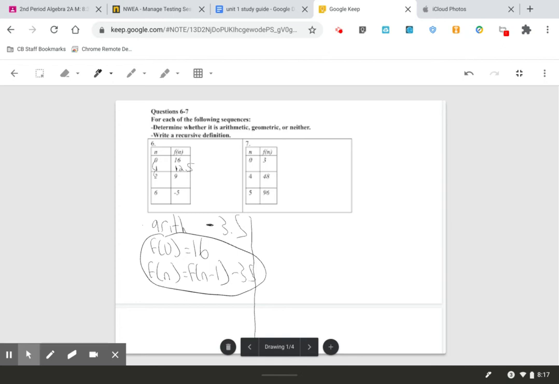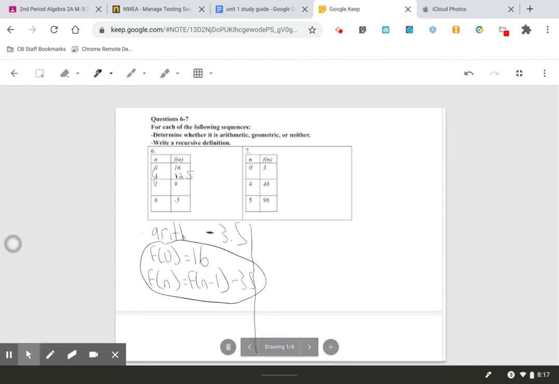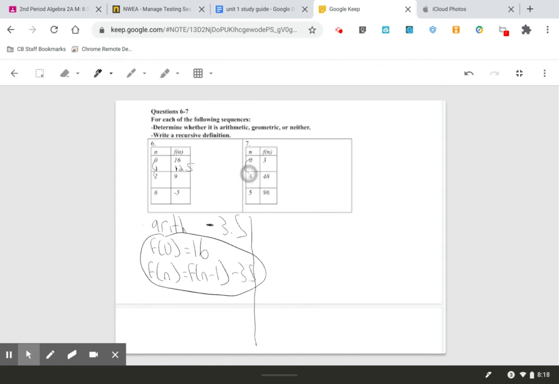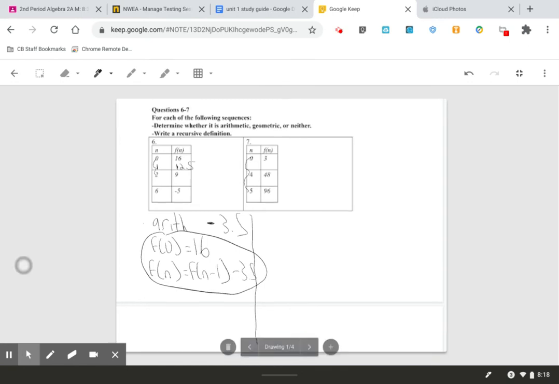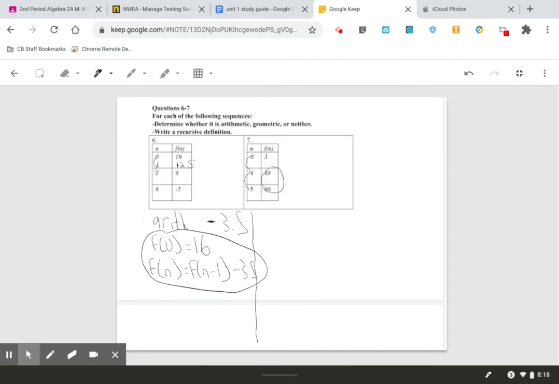On number 7, notice it goes from 0 to 4, and then 4 to 5. So we need to try to figure out what our missing terms are. Now, if I just look at 4 to 5, it goes from 48 to 96. So 48 to 96 is multiplying by 2. So let's see if it works out.